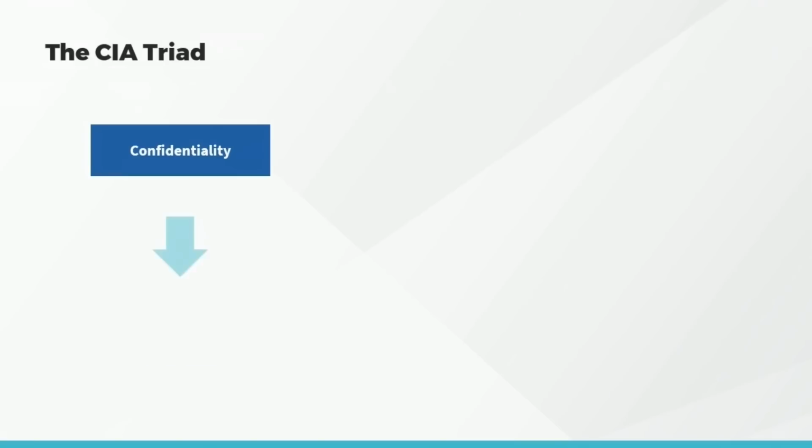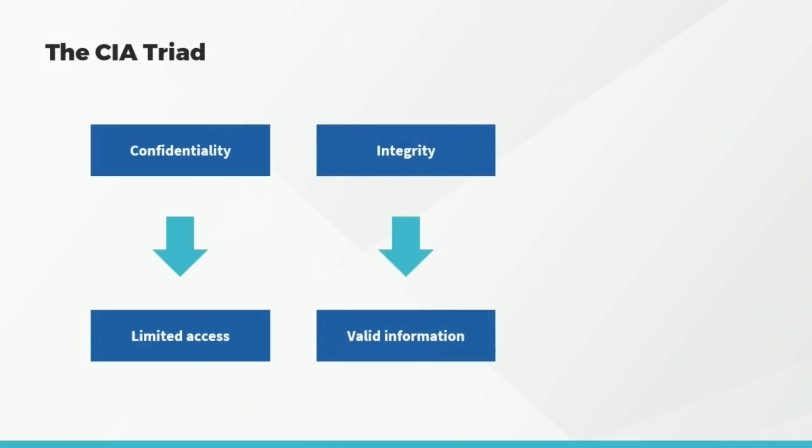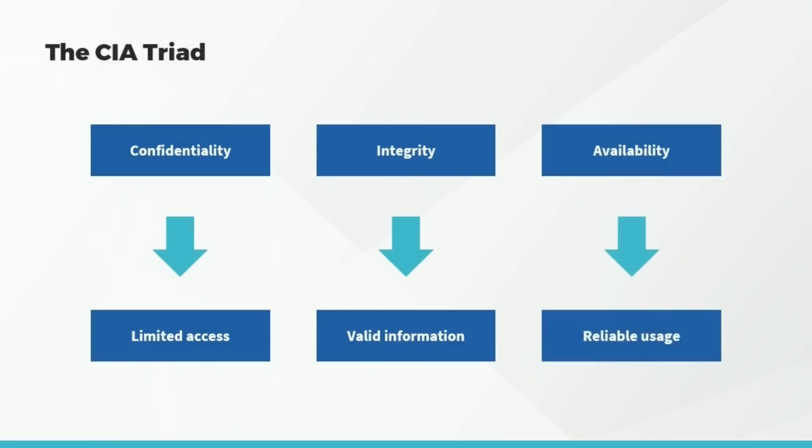As for each element and the role it plays, confidentiality refers to the implementation of policies and procedures to ensure that access to certain information is limited to only those who are authorized. Integrity refers to the validity of the data, and availability ensures that the data can be reliably accessed and used when it's needed.